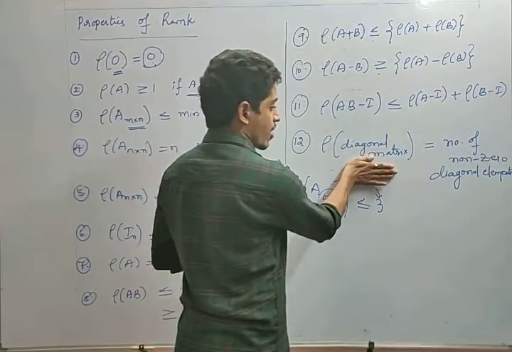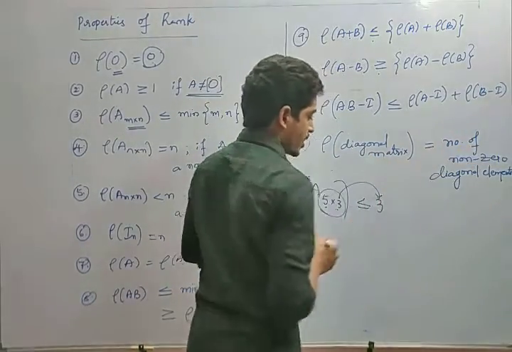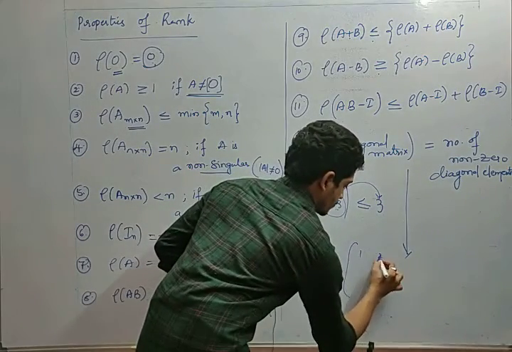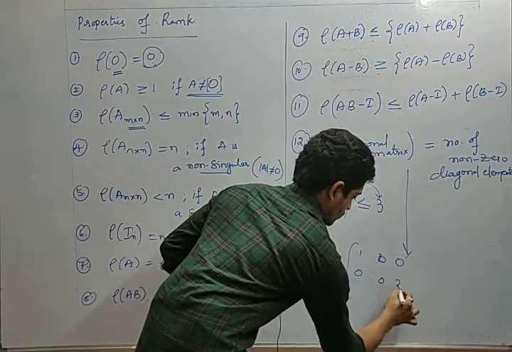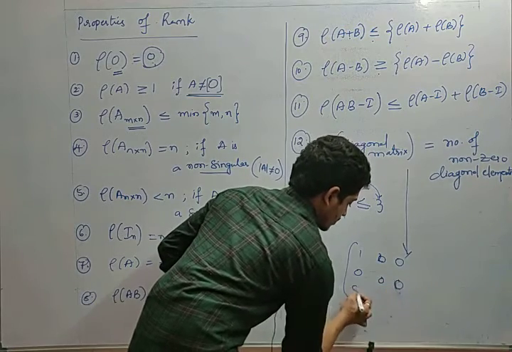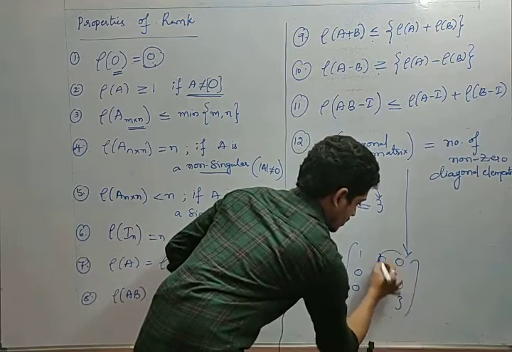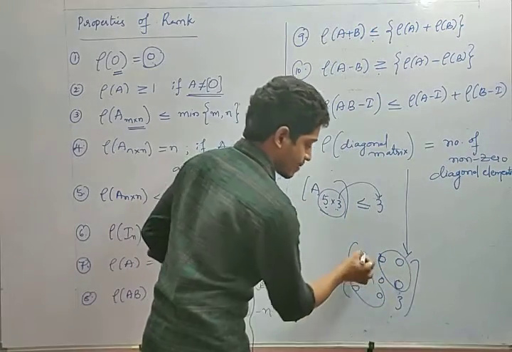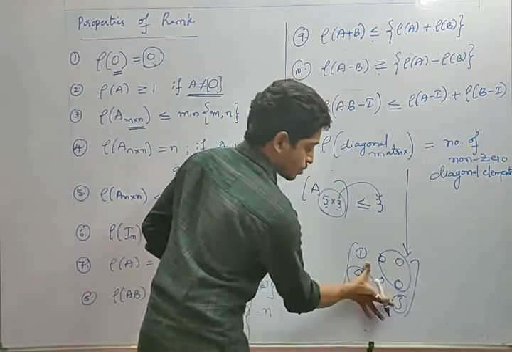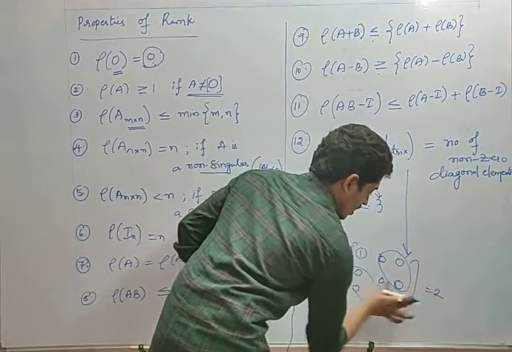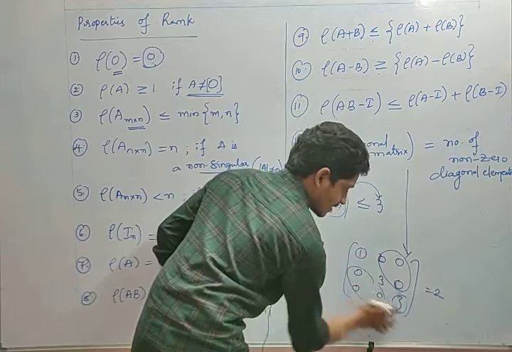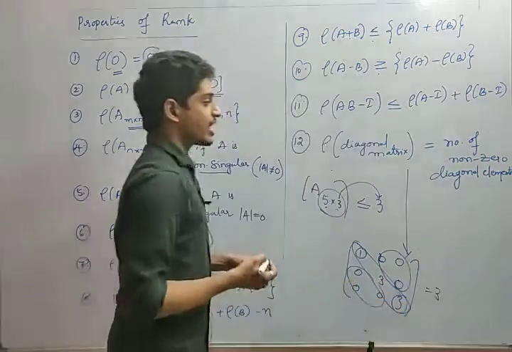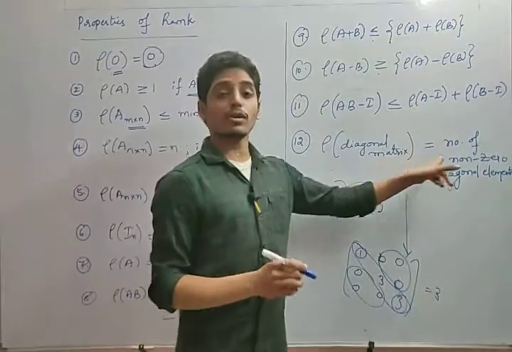And the rank of a diagonal matrix is the number of non-zero diagonal elements. I will give you a small example. Suppose this is a diagonal matrix, and these are zeros. What is the rank of this matrix? The number of non-zero diagonal elements is 2, so the rank of this matrix is 2. If there are 3 non-zero numbers in the diagonal, the rank will be equal to 3. So the rank of a diagonal matrix is the number of non-zero diagonal elements.